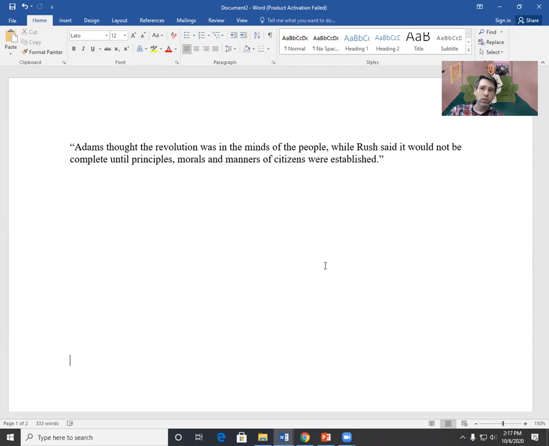Let's look at the difference between this and an acceptable answer. Adams thought the revolution was in the minds of the people, while Benjamin Rush said it would not be complete until principles, morals, and manners of citizens were established. Notice that's too similar to the documents. You want to make sure that you use language in a way that is not simply quoting the documents, but describes them in a little bit more detail.